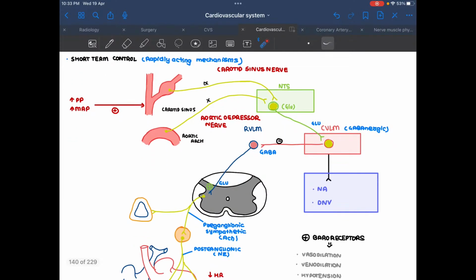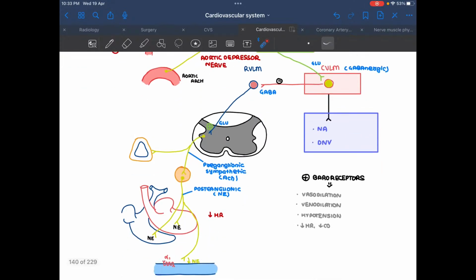And whenever these RVLM neurons are inhibited, it's going to inhibit your sympathetic neurons which are exiting from the intermediolateral horn of the spinal cord. Okay, so what is happening? We're having a stimulation of the parasympathetic nervous system, and we're having a downregulation of your sympathetic nervous system whenever there's an increase in the blood pressure.